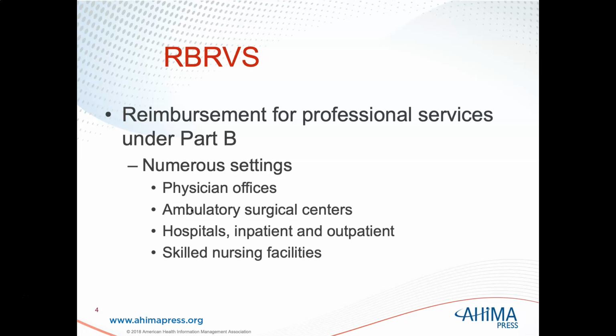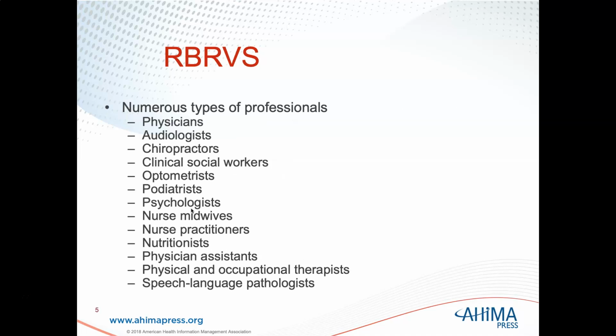Your book goes into the background here and does a really good job of going through it, so I'm not going to spend a lot of time covering that. Just note that under Part B, reimbursement for professional services includes numerous settings like physician offices, ambulatory surgery centers, hospitals, and skilled nursing facilities. Different professionals are able to bill for RBRVS, and this is a list of those. It's not just physicians.